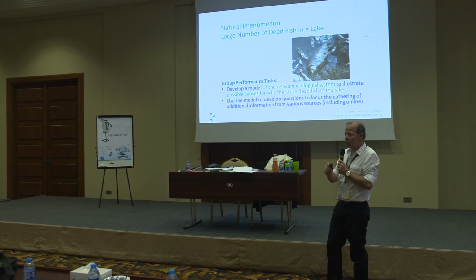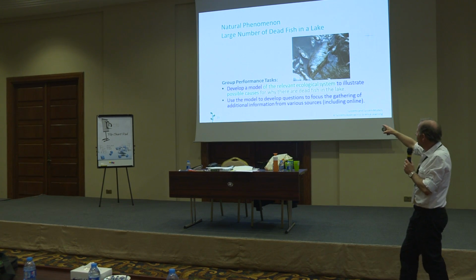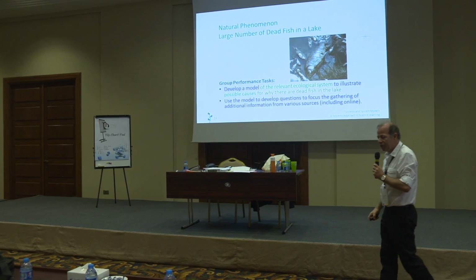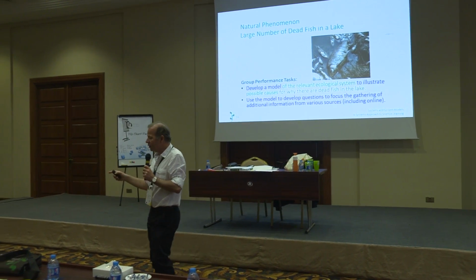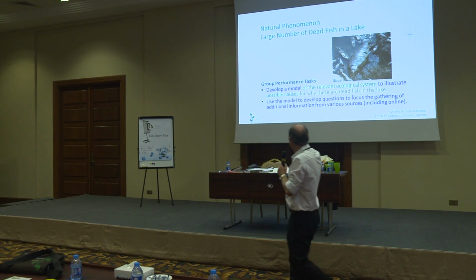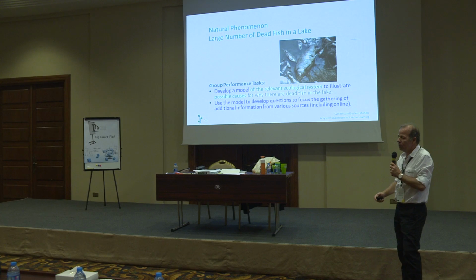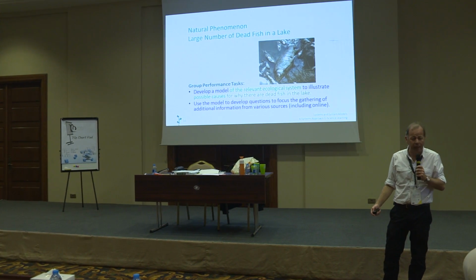So what I would like you to do, as with your table, is develop a model of the system to illustrate what may have caused these fish to be dead. All right, so you want to think about, there's dead fish in the lake, what is the system we need to consider? And then use the model to come up with questions that can help you find additional information about why these fish may be dead in the lake.